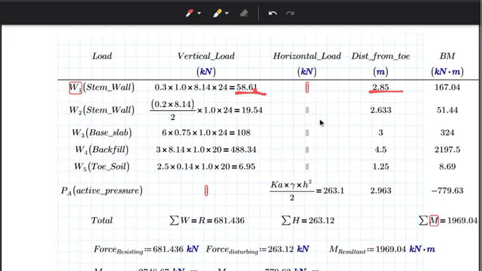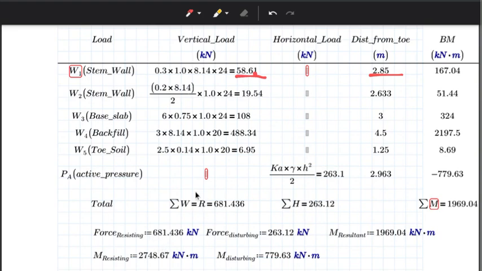Then these are the summation of all the moments. Here we are going to sum all the horizontal forces and all the vertical forces. Here we call the vertical forces the resisting or stabilizing force, and the horizontal forces the disturbing or destabilizing force. So this is the disturbing force, and this is the resultant of all the moments.